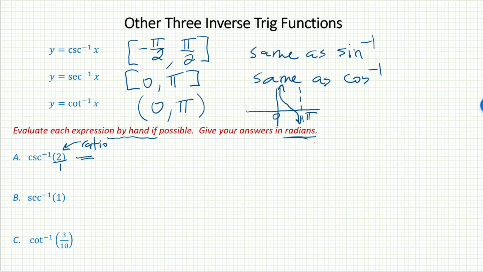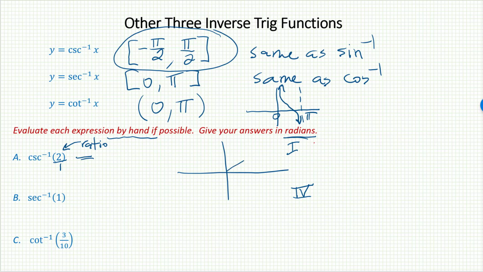If I have any hope to work this out by hand, I can always attempt to draw a reference triangle picture. Let's see, inverse cosecant only knows about angles between negative pi over 2 and pi over 2. That's quadrants 1 or 4. It's a positive ratio, so I should draw it in quadrant 1. Here's the angle I'm looking for. The cosecant ratio is 2 over 1. Cosecant is hypotenuse over opposite.